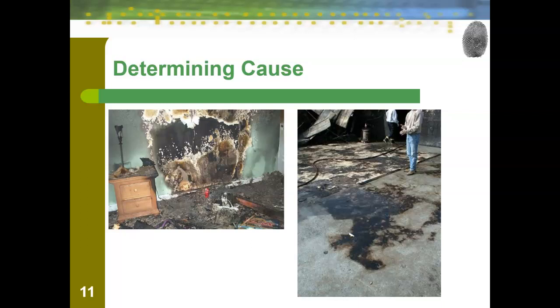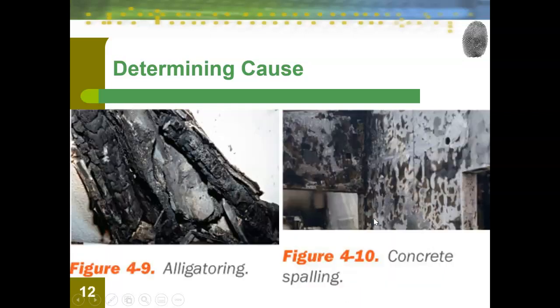So we have that kind of classic V pattern here where we have an area and it's spreading upwards. We have our pool or plant looking area right here where it's all burnt in one location. We have our alligatoring where you can see it kind of looks like the scales of an alligator. We have our spalling where the concrete is actually breaking away. Again, these are both from high temperatures.